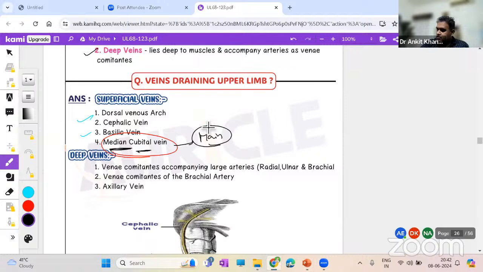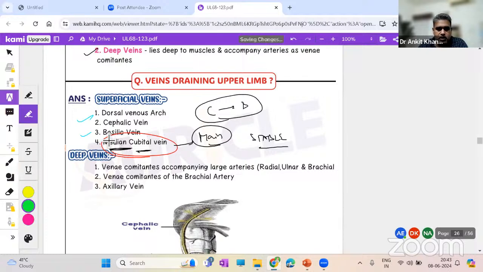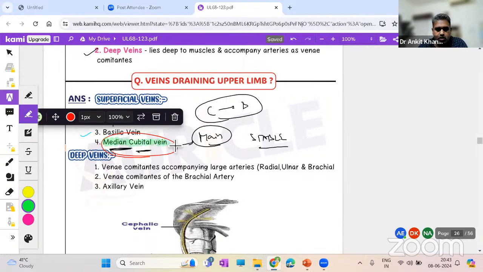It is present right in front of the cubital fossa. And why do they use this vein? Because the base of this vein is formed by the bicipital aponeurosis, so this vein is very stable in position. And blood in this vein is basically going from C to B. We'll see in the diagrams. But do remember this vein name over here, if you are not aware: median cubital vein.